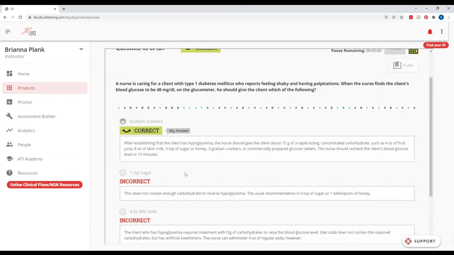Graham crackers is 15 grams. We could also do 4 ounces of fruit juice, 8 ounces of milk, 3 teaspoons of sugar, not 1, 3 graham crackers, or a glucose tablet. Okay, and then we'll recheck in 15 minutes because like we said in our other question, we gotta let the body have time to respond to that.